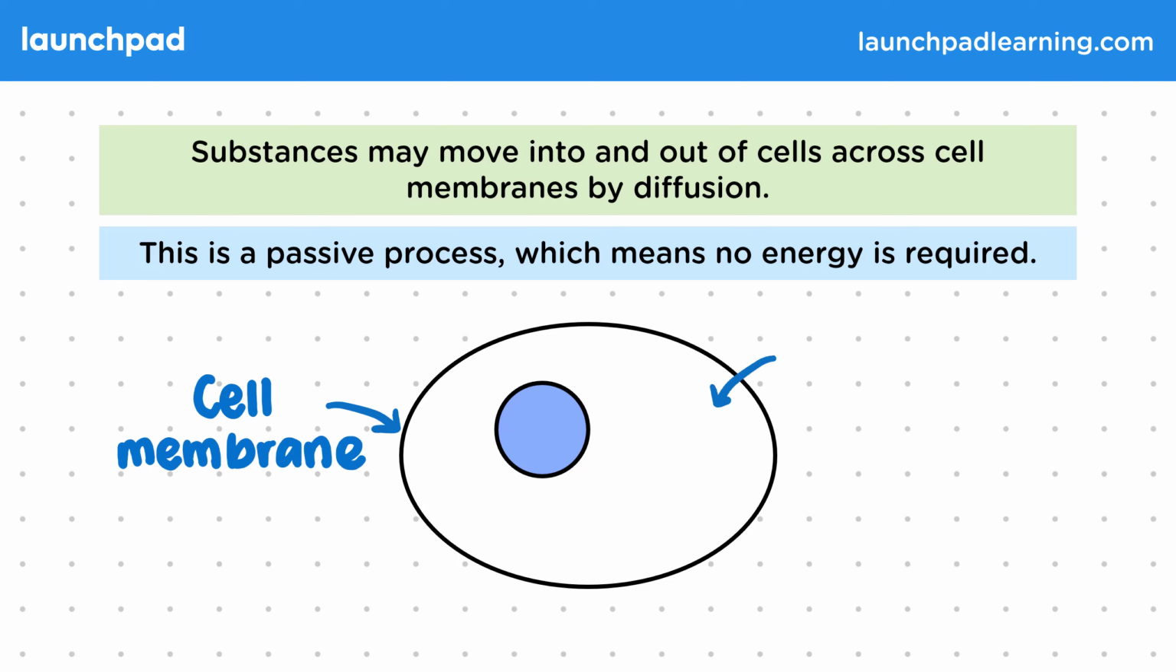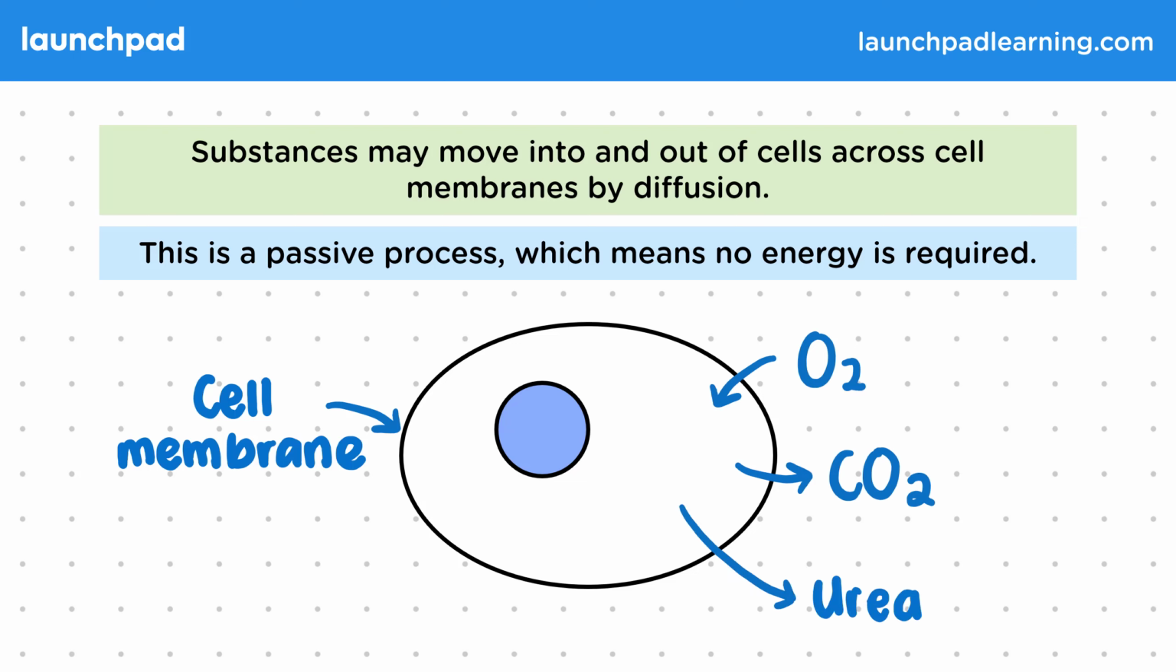In gas exchange, oxygen and carbon dioxide are exchanged in the cells. There is also movement of the waste product urea from cells into the blood plasma for excretion in the kidney. You should know these 3 examples of substances which move by diffusion.